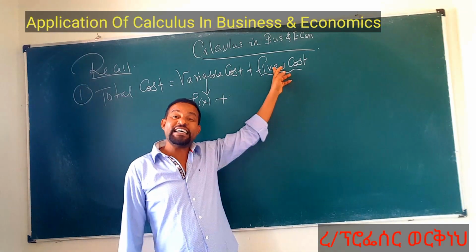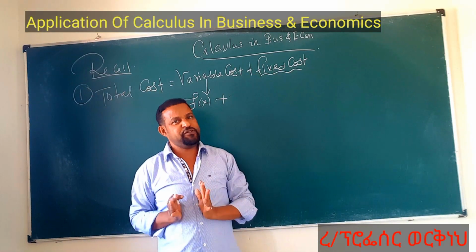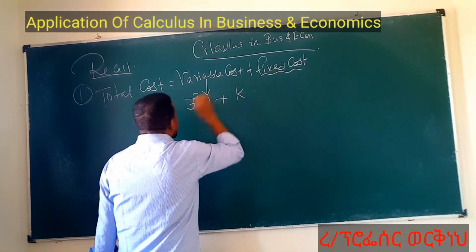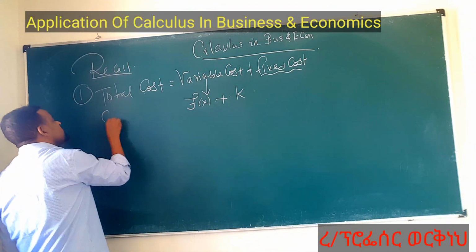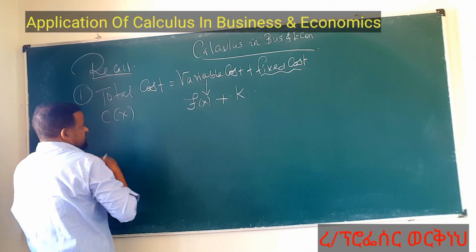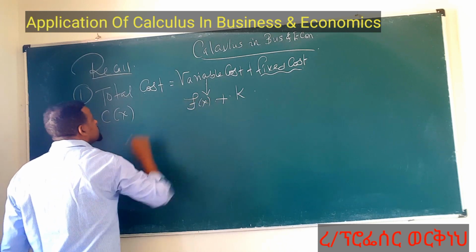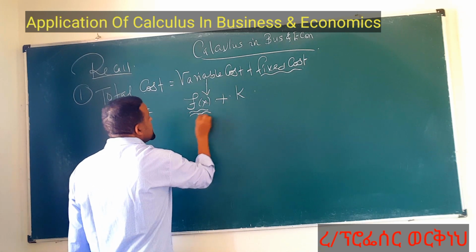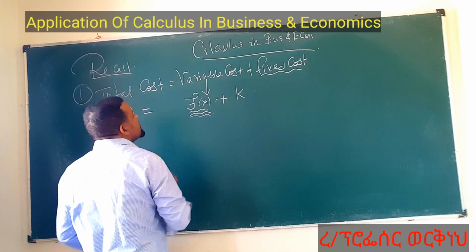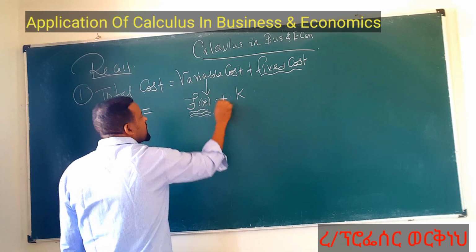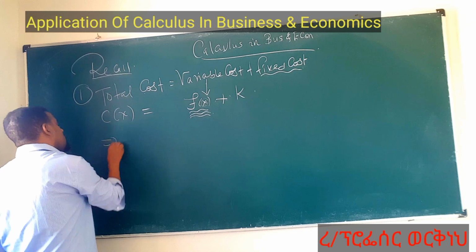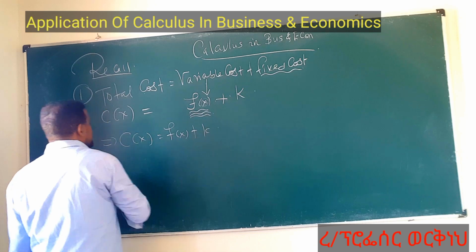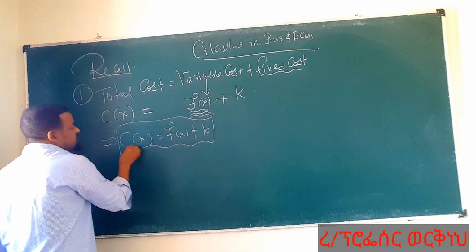The fixed cost doesn't depend on the level of the output. You have to remember this. This fixed cost is usually denoted by k. Total cost is denoted by c of x, which is a function of the output x. So total cost is given by the variable cost, f of x, which depends on the level of the output x, plus the fixed cost. You should remember this formula.